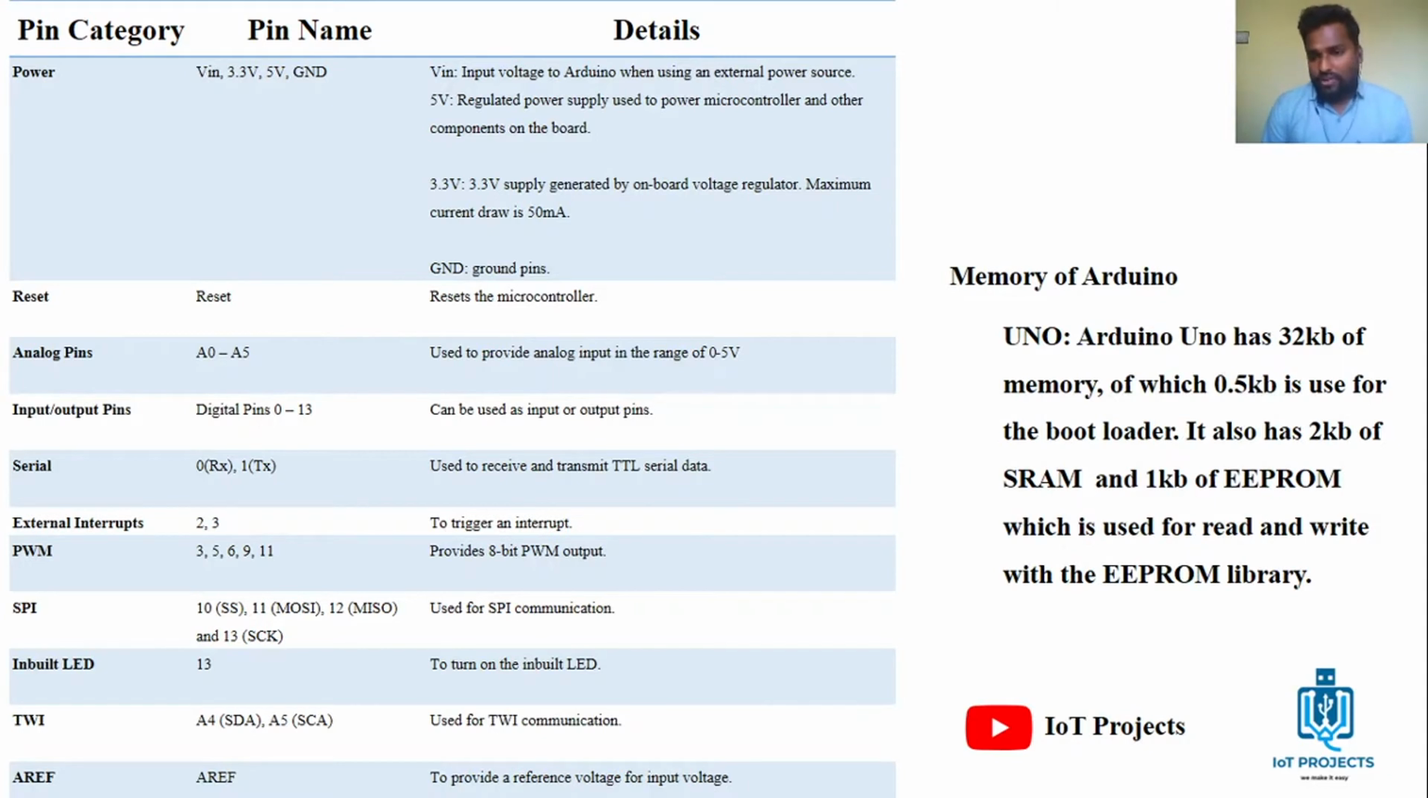The memory of Arduino: in Arduino Uno there is 32 KB of memory, of which 0.5 KB is used for the bootloader, and there is also 2 KB of SRAM and 1 KB of EEPROM, which is used for reading and writing of the EEPROM library.